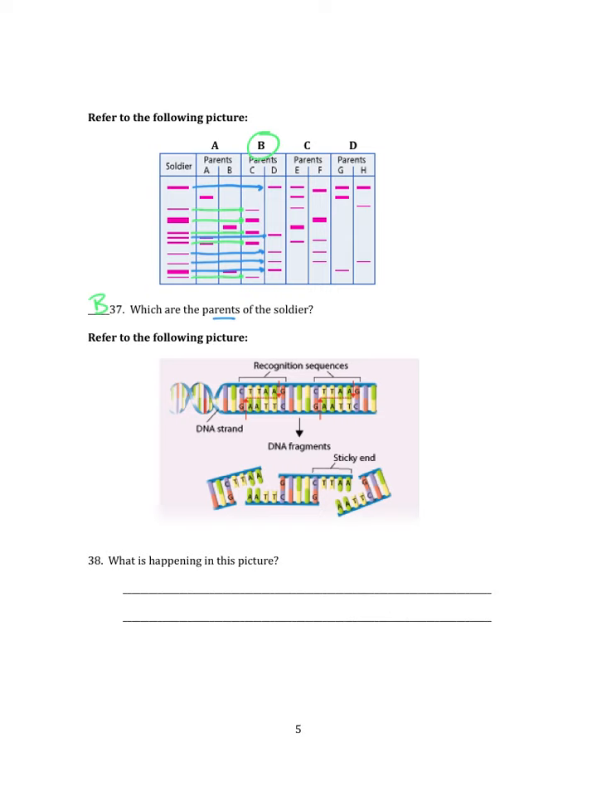The next one, number 38, says refer to this picture and determine what is happening in this picture. So you'll notice that you have DNA and you have these sequences that are recognized by enzymes. And then you'll notice that this specific sequence appears to be cut here and here. And then we end up with these DNA fragments, and those fragments have some exposed bases, which we refer to as sticky ends. So in this picture, this DNA is being cut by a restriction enzyme at a restriction site into DNA restriction fragments.